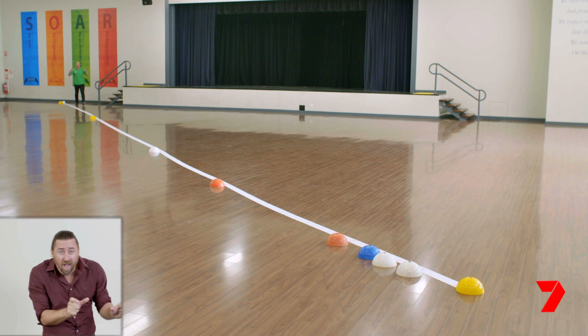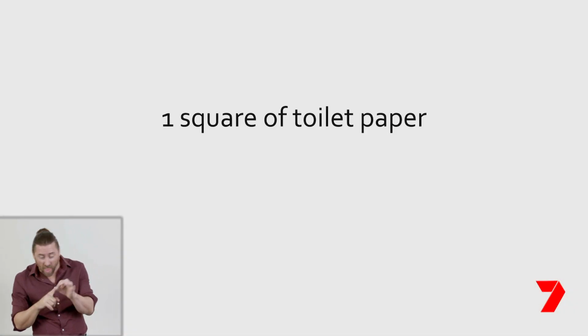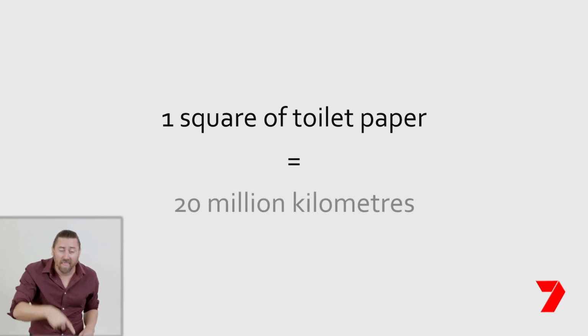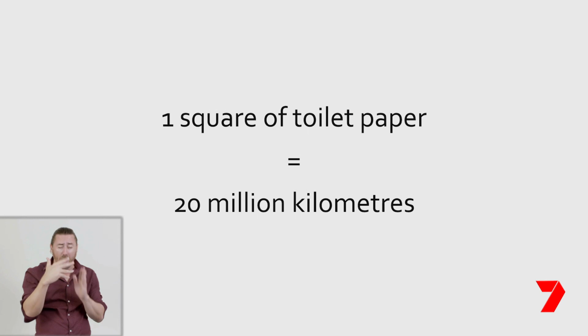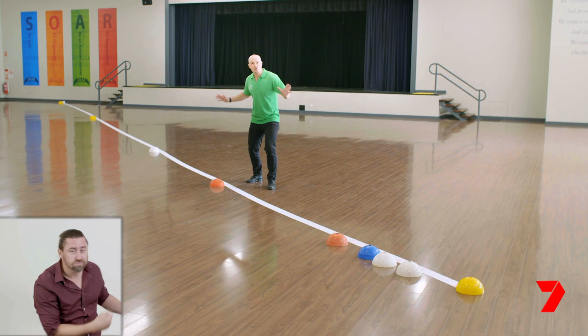I had to use 229 squares of toilet paper to show how far away Neptune was from the sun. And because this is a scale model, that represents 4,448 million kilometres. That sort of size, it's astronomical.